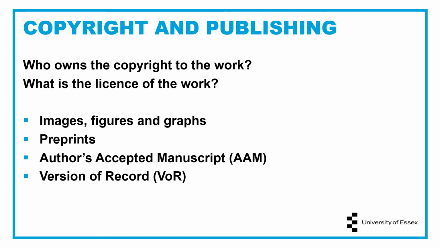The version of record, or VOR, is the final version of your work that will be published. If you're publishing in an open access journal, you usually retain the copyright on this version. The same goes for the AAM when you are publishing open access. In these cases, you will choose, or the journal may tell you, which open access license you can give your work. If you are publishing in a subscription journal, you will likely sign the copyright over to the journal.